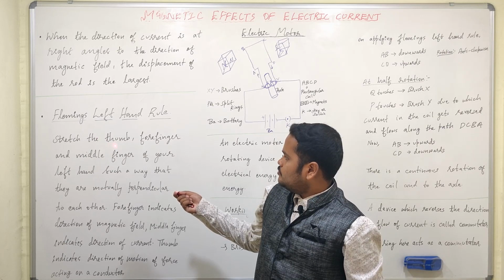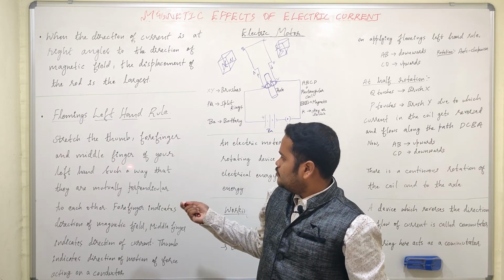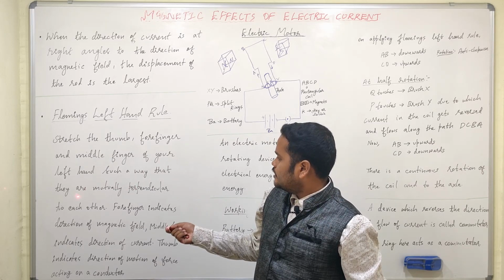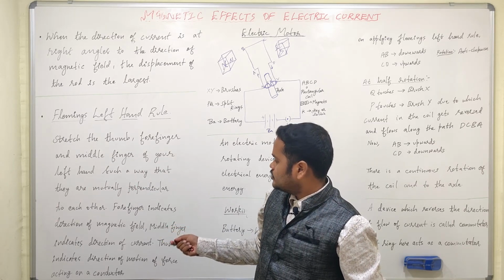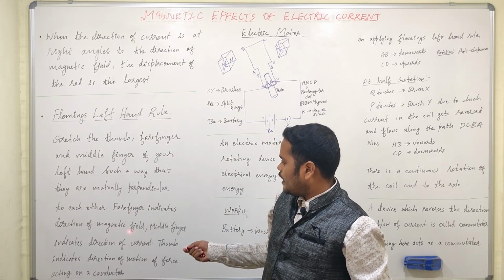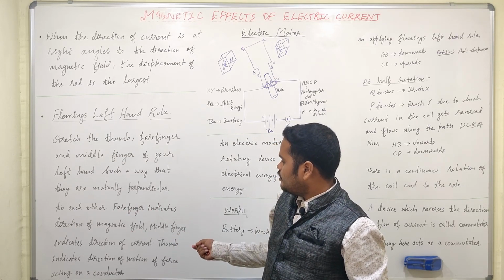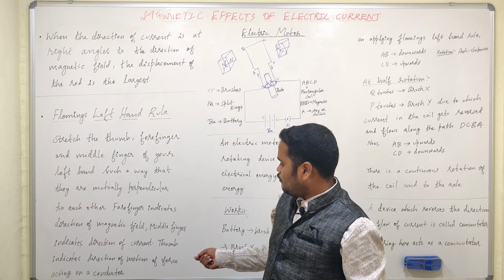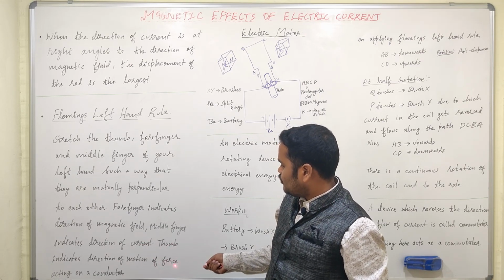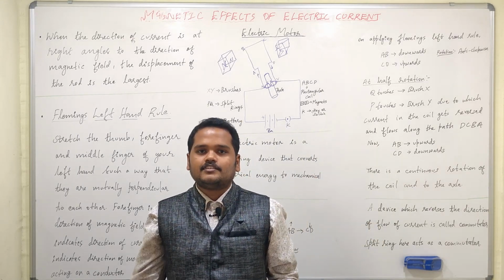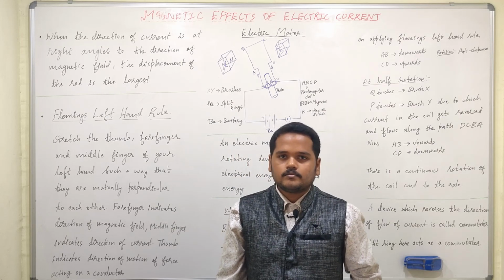Stretch the thumb, forefinger and the middle finger of your left hand such a way that they are mutually perpendicular to each other. Forefinger indicates the direction of magnetic field, middle finger indicates the direction of current, the thumb indicates the direction of force acting on a conductor. This is Fleming's left hand rule.